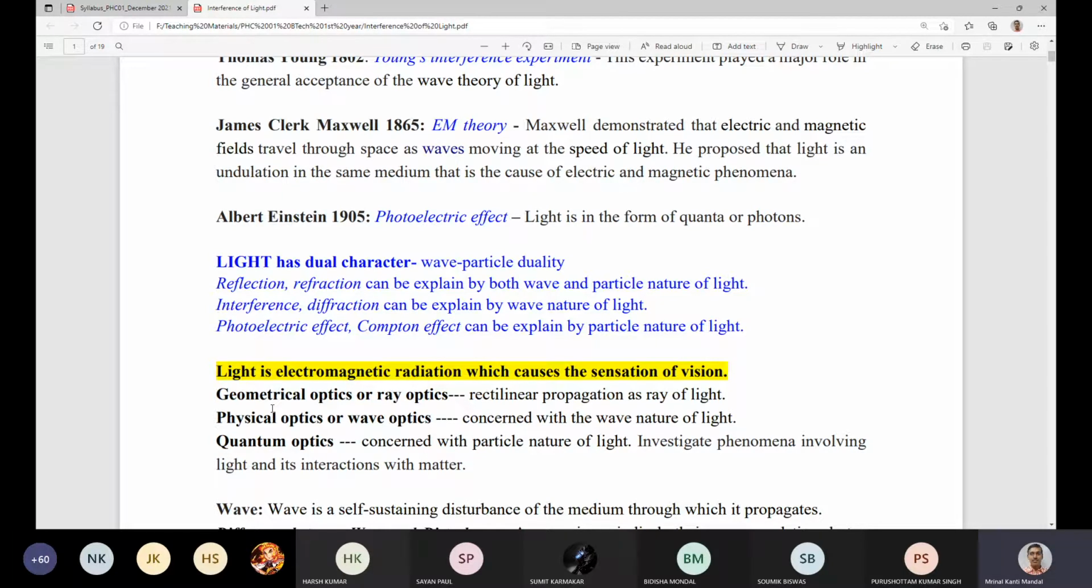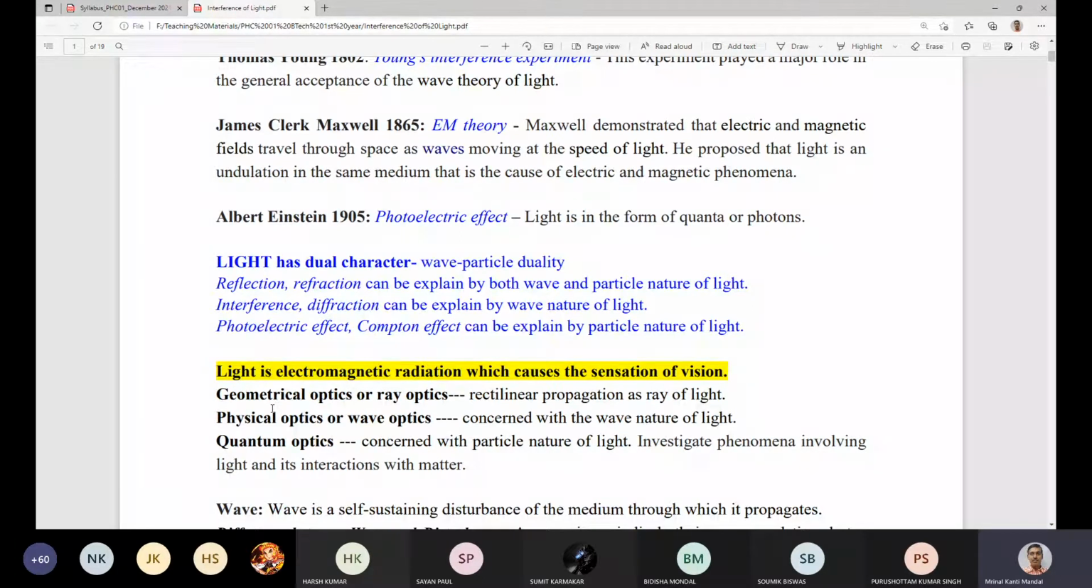So geometrical optics or ray optics indicates the rectilinear propagation of light in a particular straight-line path, right? Whereas physical optics or wave optics is concerned with the wave nature of light.